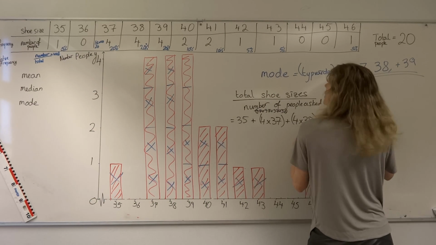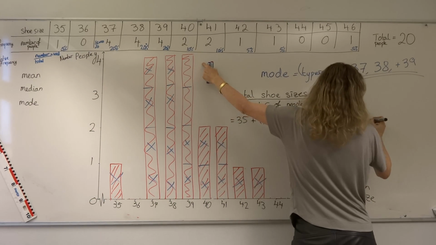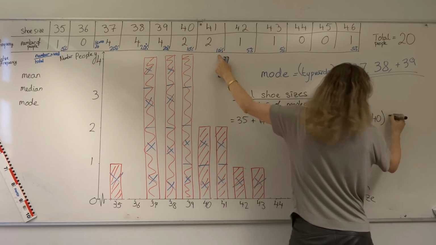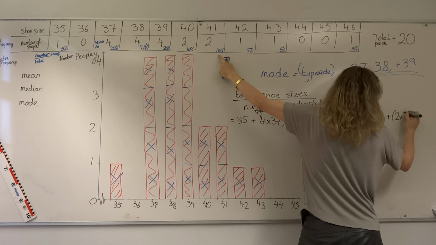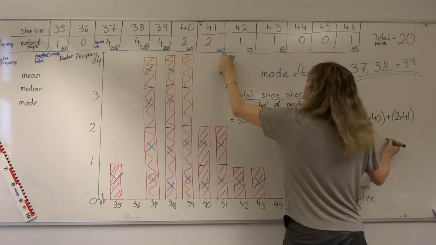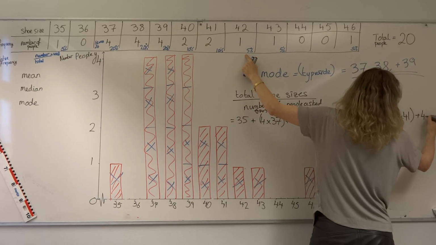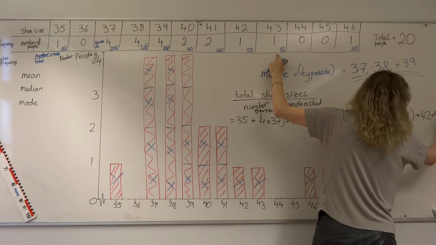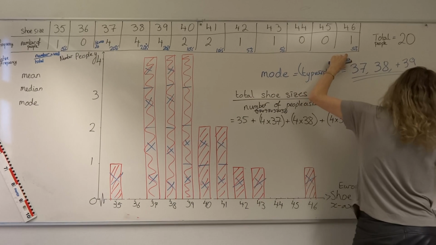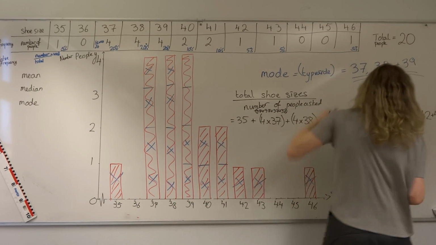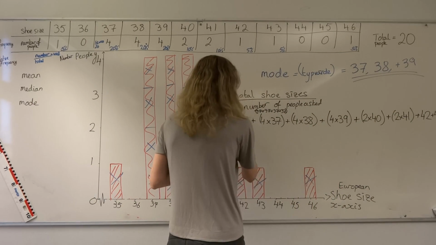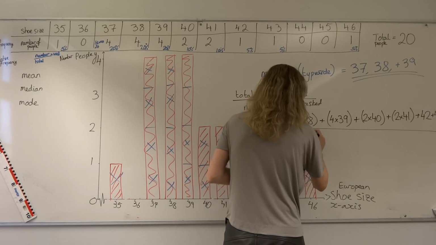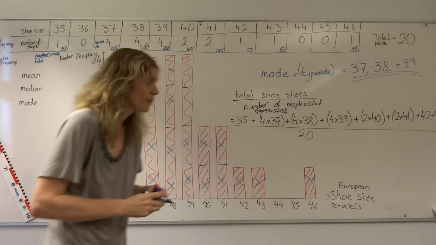plus 2 times 40. 2 people had size 40 and 2 people had size 41, plus 1 person had 42 and 1 person had 43, and the last final person we can just squeeze here on the end, had 46. And we divide all of that by the number of people we had, which was 20.